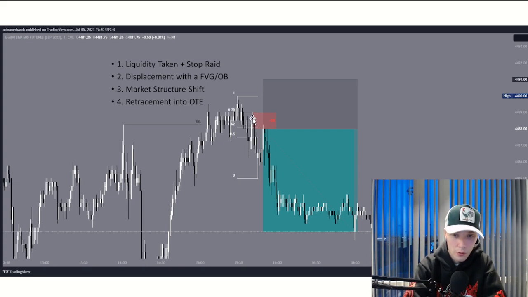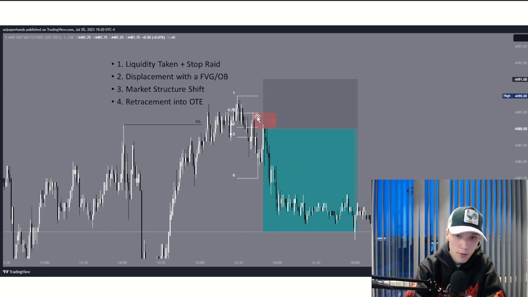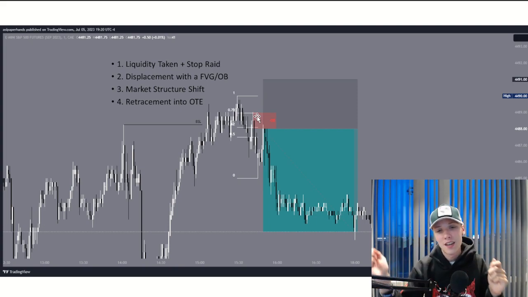But once it touches it, we just plow straight down in 4 minutes. That's what I want. That's the displacement that I need. And look what it does. It leaves a bearish order block behind. That's 1 checked. That's 2 checked.